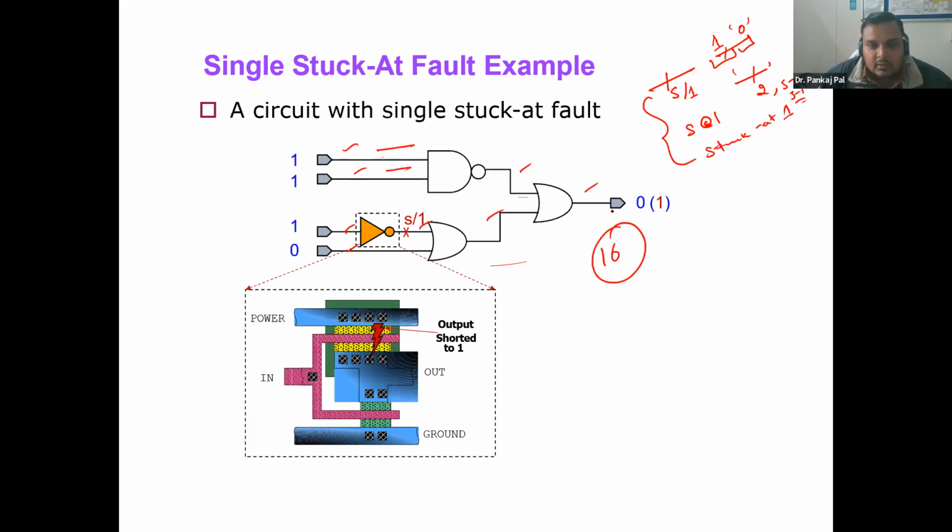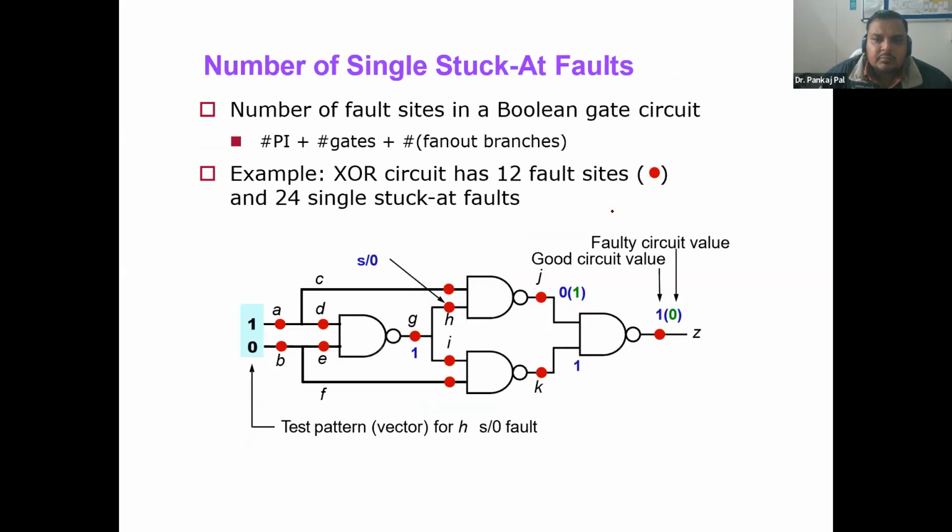Are you getting it? So there are 16 different stuck faults. And stuck faults are the major component of finding faults, because most of the faults are covered this way only. There may be a single stuck fault, there may be multiple stuck faults. In this case, you will see there are different lines. One more thing I wanted to clear up: this is the stem and this is the branch, but stem and branches are counted separately.